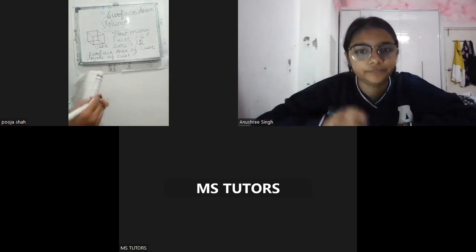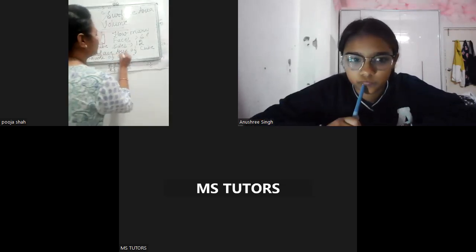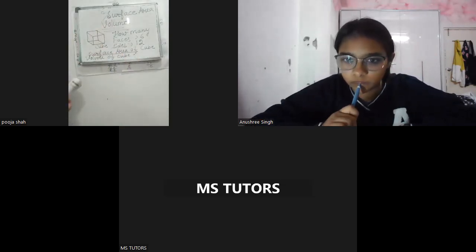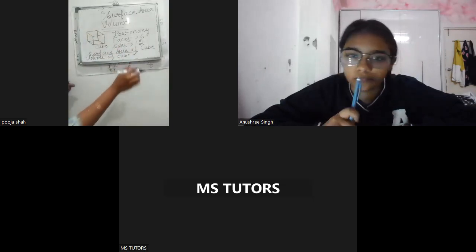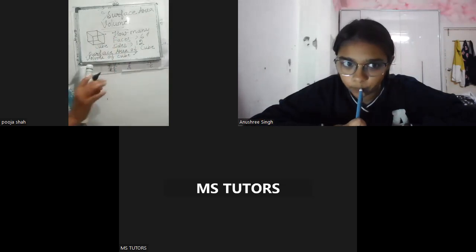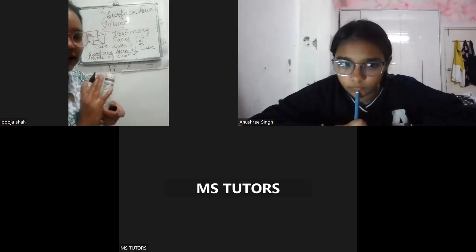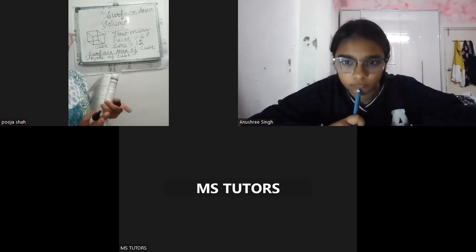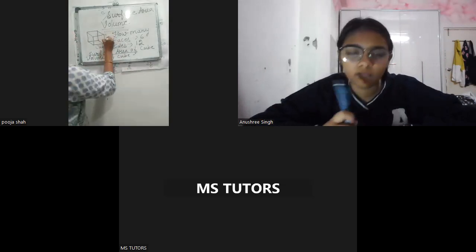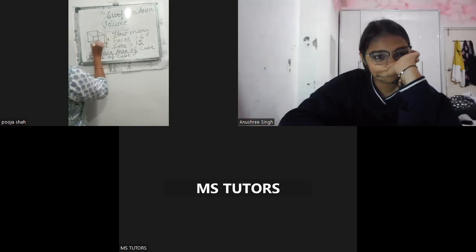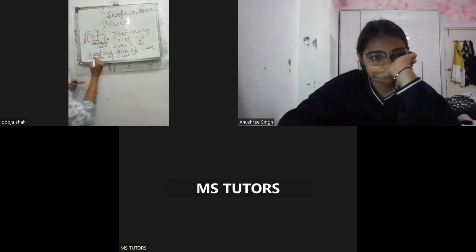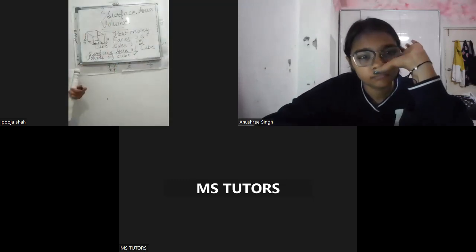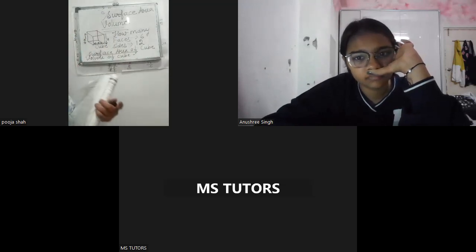Correct? Now, if we are moving to the surface area of a cube, what will be the surface area of the cube? If we consider its side, you already know a cube has all sides equal. Right? So, all sides, we consider as A. Can you tell me what will be the surface area of the cube and what will be the volume of the cube?